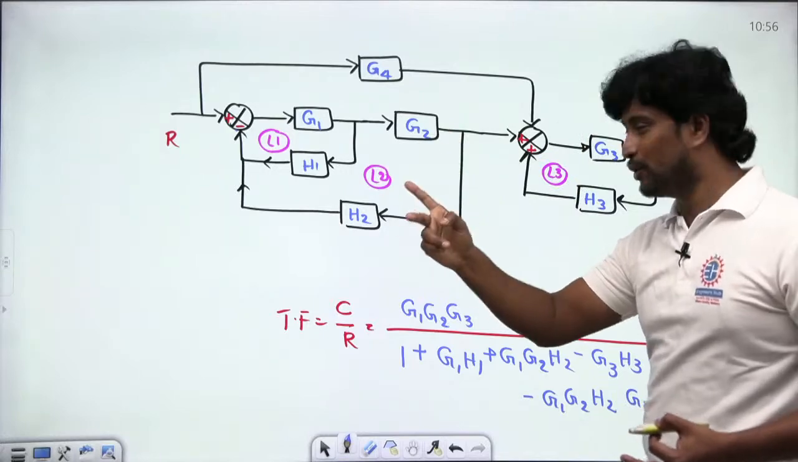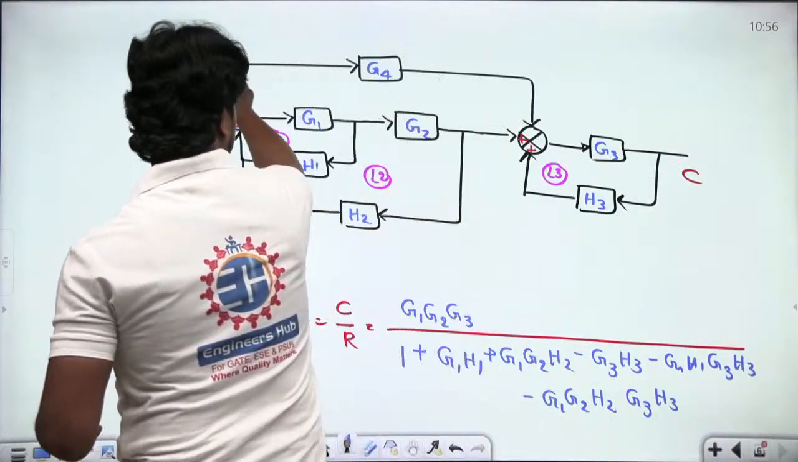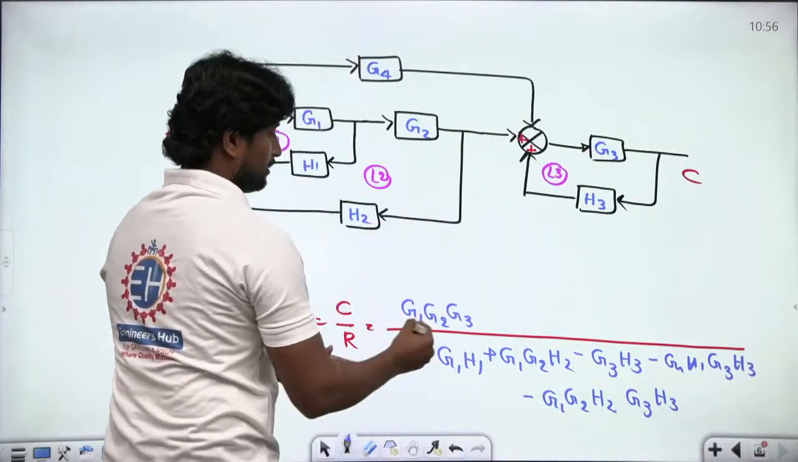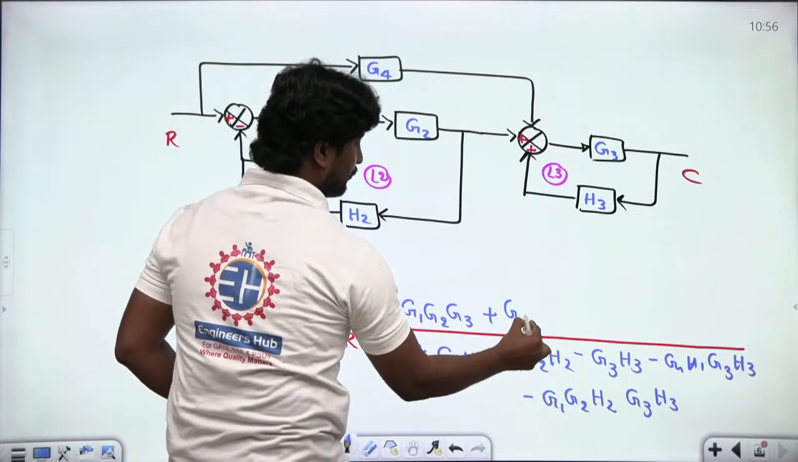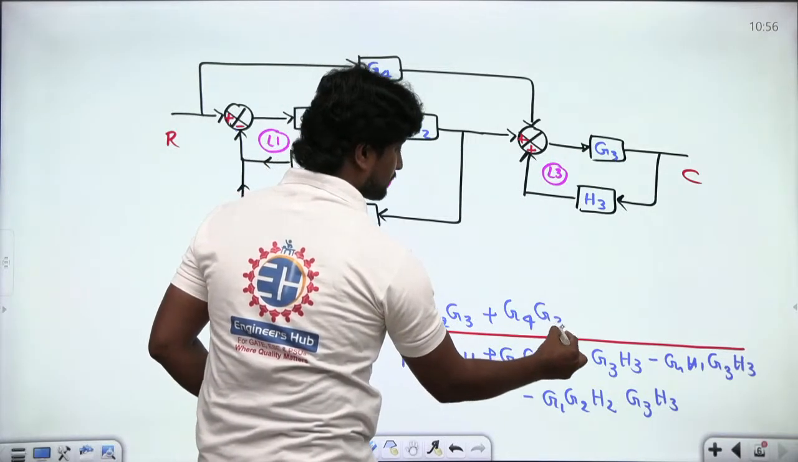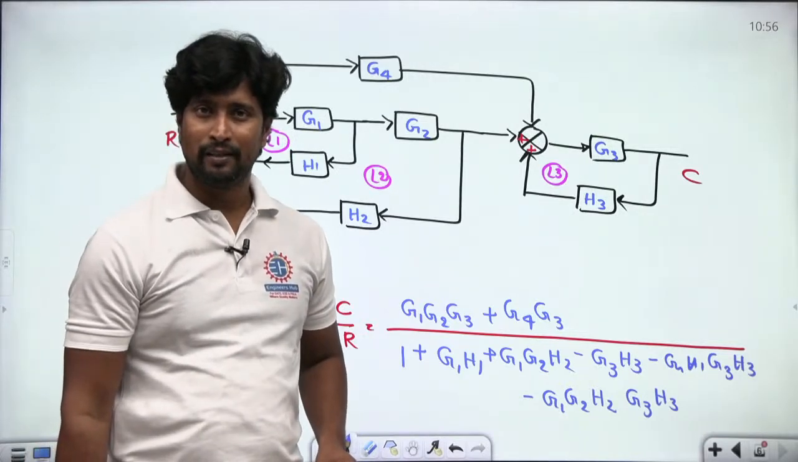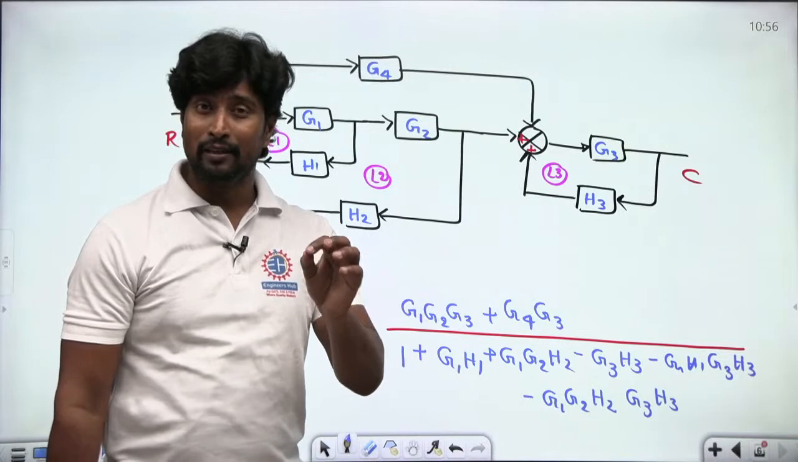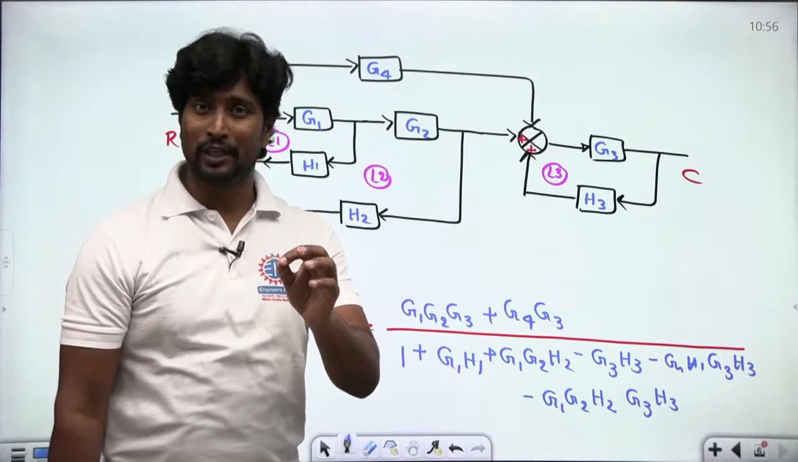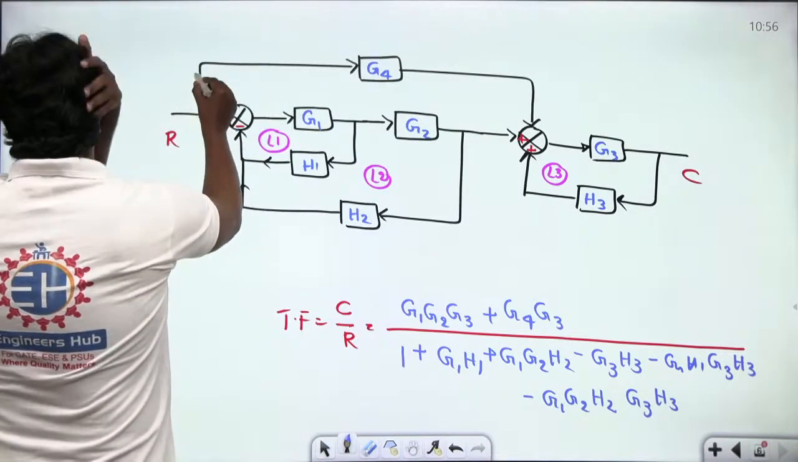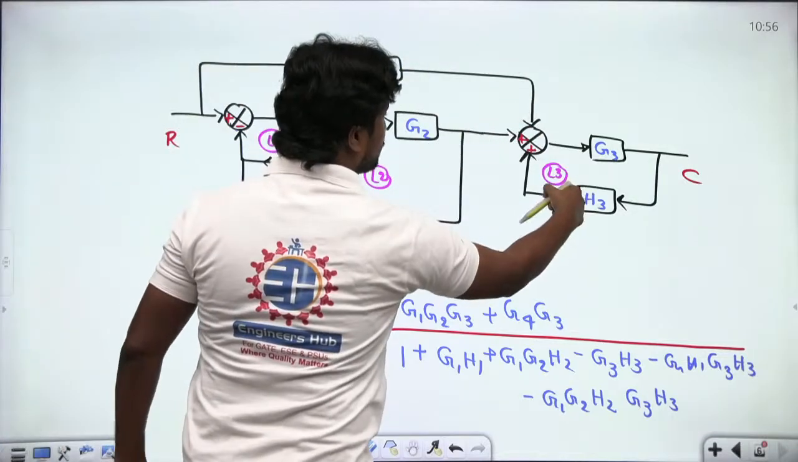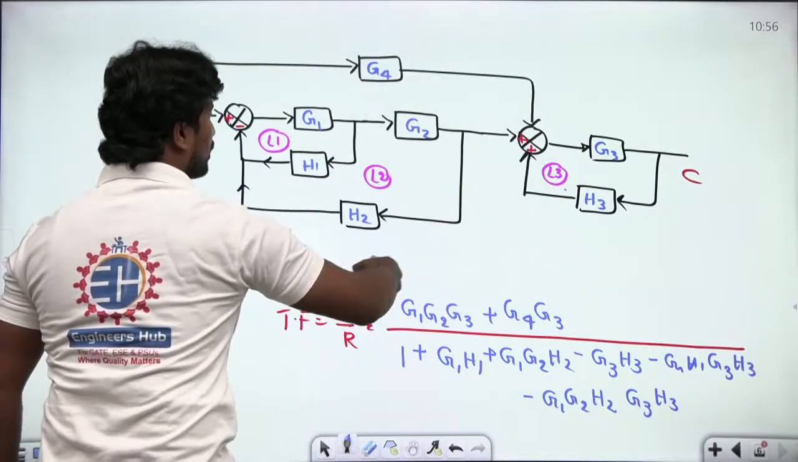Go with the second forward path. What is the second forward path? G4, G3. Second forward path is G4, G3. Are you clear? And parallelly observe whether that forward path is covering all the loops or not. Guys, observe carefully. G4, G3 covers loop 3. But which is completely missing, loop 1 and loop 2, or not?